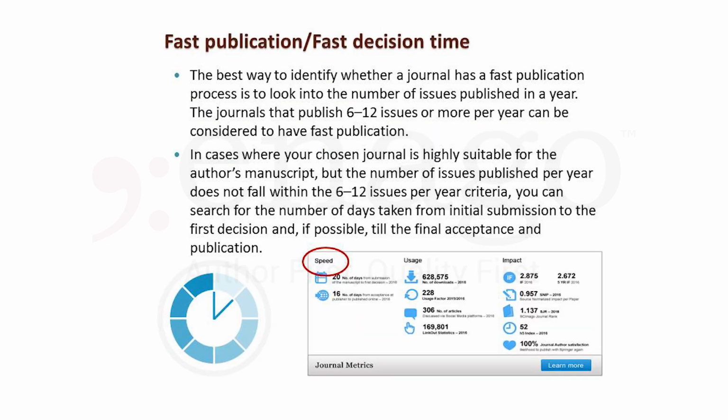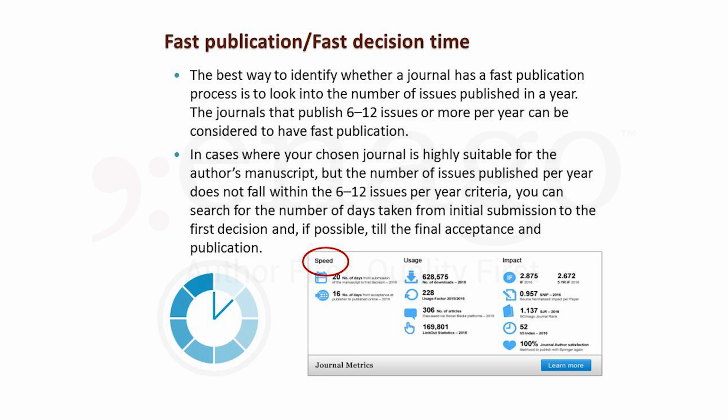What do authors mean by fast publication or fast decision time? The best way to identify whether a journal has a fast publication process is to look into the number of issues published in a year. The journals that publish 6 or more issues per year can be considered to have a fast publication process.